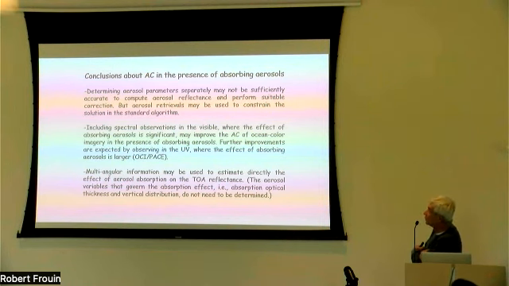Now, including the spectral observation in the visible may improve the atmospheric correction, and we expect further improvements by observing in the UV, and this will be the case of OCI on board the PACE mission. And also, the multi-angular information may be used to estimate directly the effect of absorption. And again, these individual variables do not need to be determined.